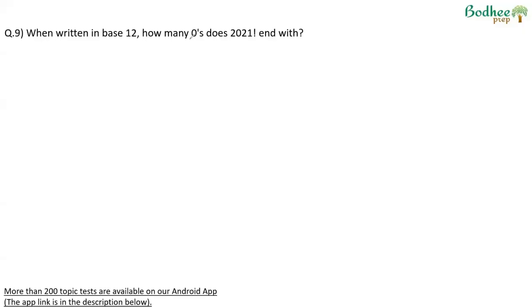When written in base 12, how many zeros does 2021 factorial end with? Now, this is a standard format. We just have to see how many times 12 is able to divide 2021 factorial. The number of times the division happens, we'll get the remainder as 0 in the end. 12 is nothing but 2 square into 3. So basically, we are checking for the highest power of 2 square and 3 that divides 2021 factorial.